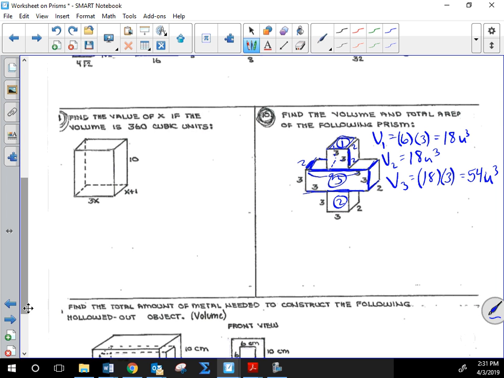Okay, so our volume then, we just simply need to add these together. So 18, 18, and 54. I'm going to add those together to get the total volume. What was that, 36 and 54? Yeah. Then 36, 54, 80, and then 10. Are you good, Becca? I just wrote T for total. Total volume.